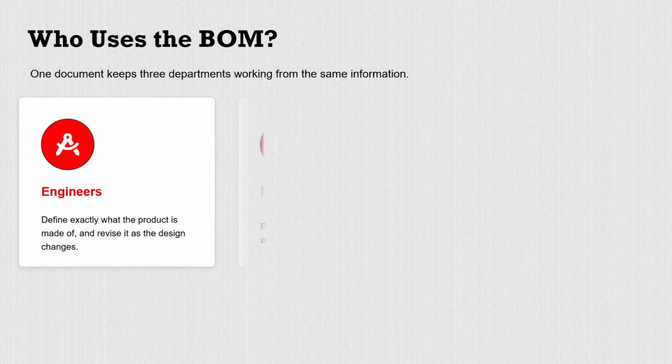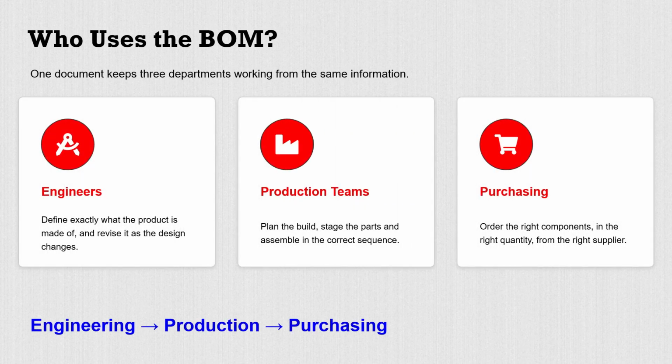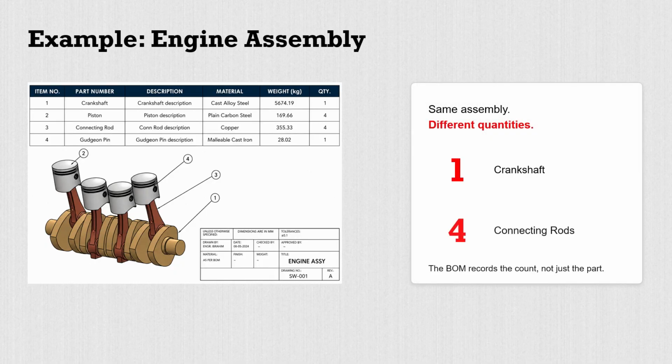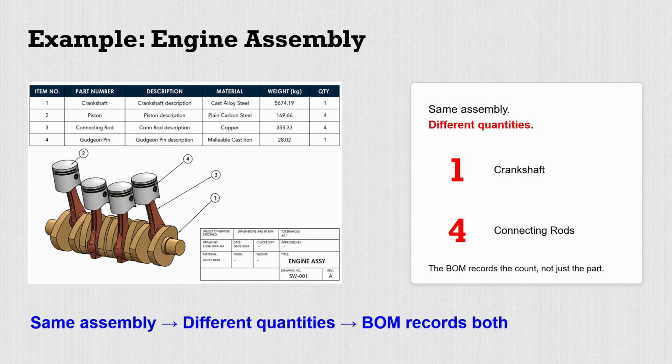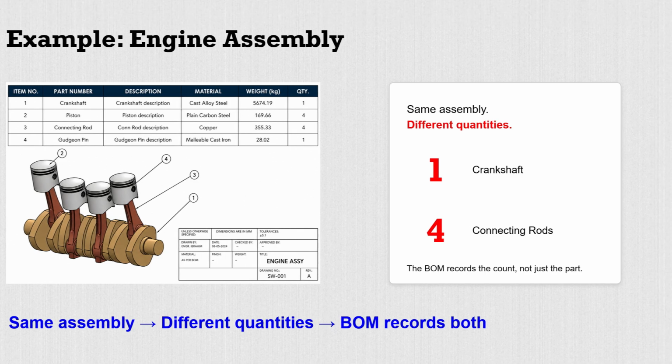In the industries, bill of material or BOM helps engineers, production teams, and purchasing departments to manage the complete manufacturing process. For example, in this engine assembly, the bill of material provides information about each component such as crankshaft, piston, connecting rods, gudgeon pin, etc. and their number of quantities. For example, if you can see here, the crankshaft quantity is 1, but the connecting rod quantity is 4.